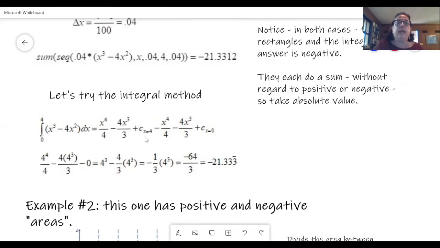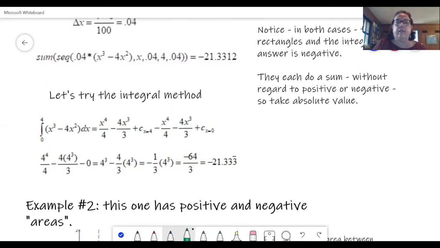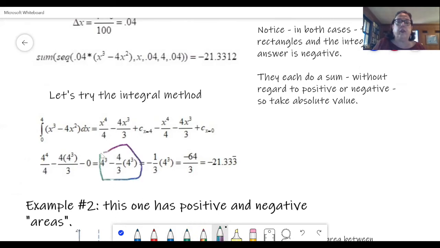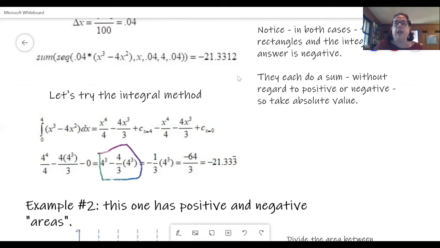Okay, so if we plug in x equals 4, we get 4 to the 4th divided by 4, minus 4 times 4 cubed divided by 3. Then at 0, 0 to the 4th and 0 cubed are 0, and the c minus c is 0. So the only terms that have any value are the first two here. And we get negative 64 over 3, or negative 21.333. Again, very close.